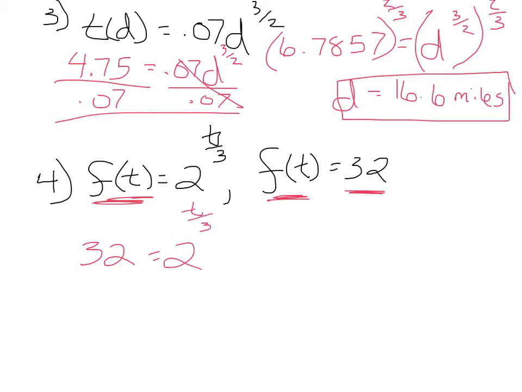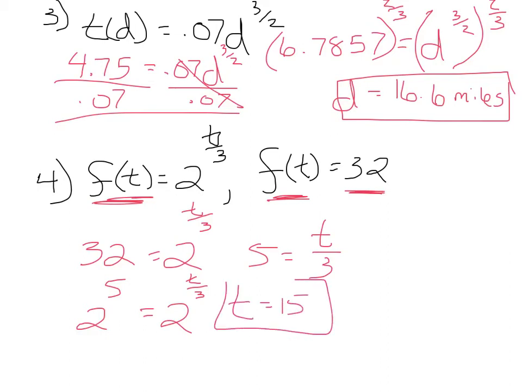To solve, I could try to find a common base, which I can. We can use the old method. 2 times 2 is 4, 8, 16. 2 to the 5th is equal to 2 to the t over 3. Once you have a common base, you can say 5 is equal to t over 3. Solve for t, you get t equals 15.